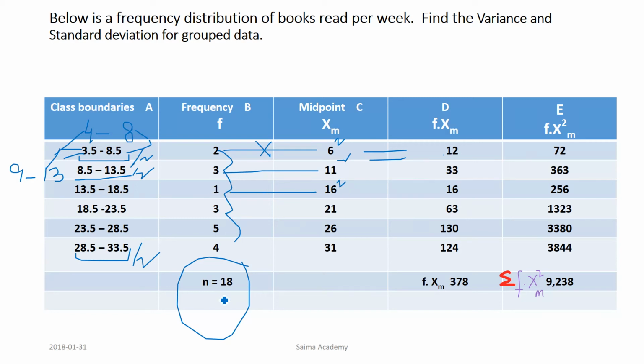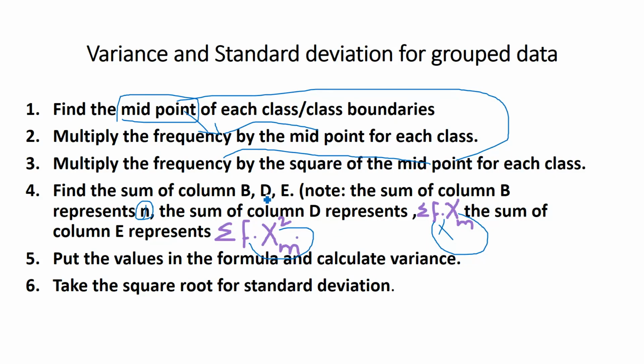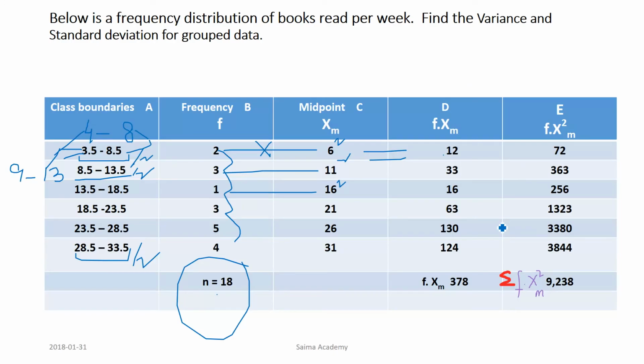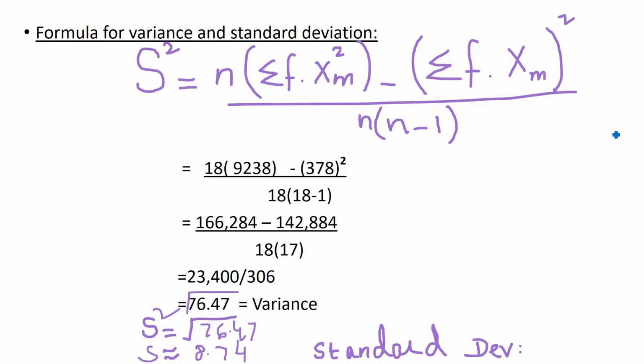Now you have to make the total of column B, column D and column E, which are mentioned here as B, D and E. We have made it. Now we have to put these into the formula. F·x m square means frequency multiplied by the square of the midpoint, and f·x m is frequency multiplied by midpoint. This is the formula: s square is equal to 1 over n minus 1, and then in brackets the summation of f·x m square, minus the squared summation of f·x m divided by n. This is s because this is for the sample, so this is the variance of the sample.